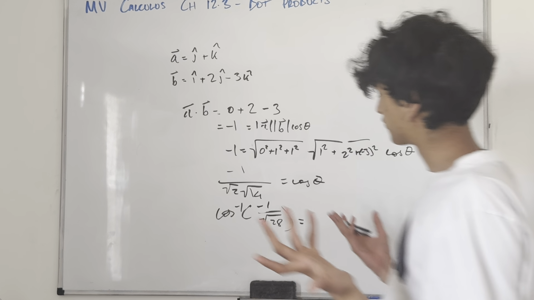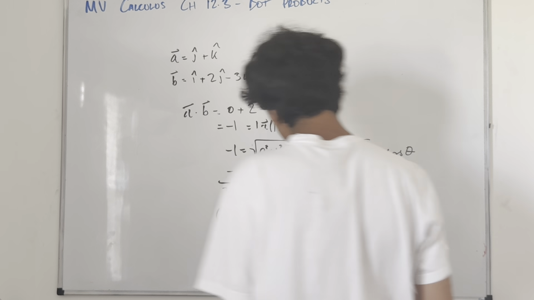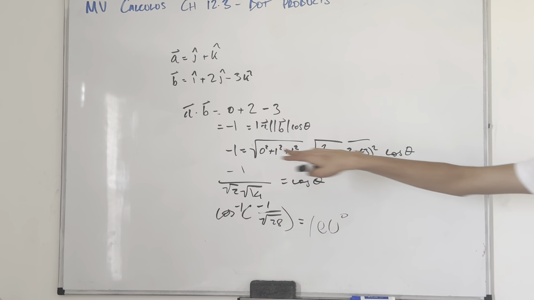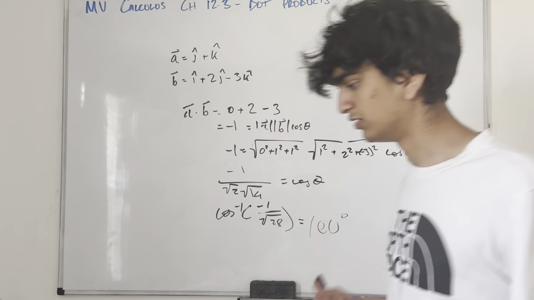So you can solve for this. I think it's like 100 degrees or something. I don't really remember, but makes sense, right? Because it's a negative dot product. So I know my negative dot product must be an angle greater than pi over 2 or 90 degrees.